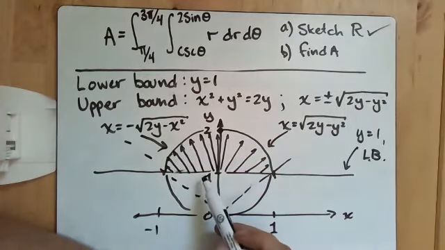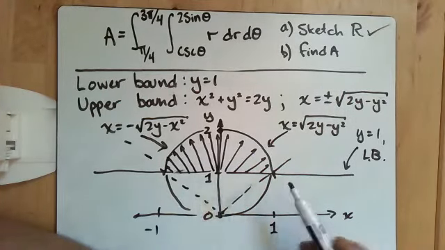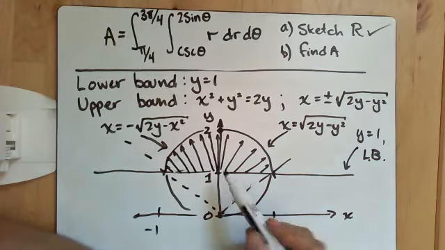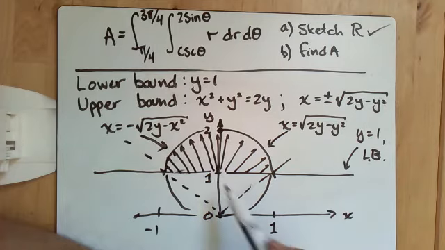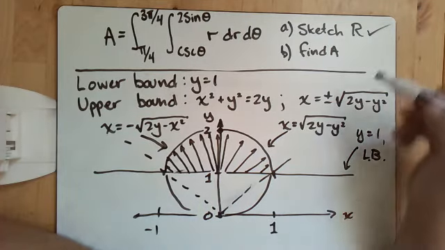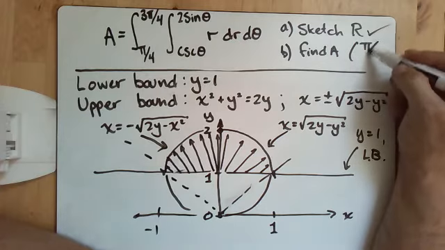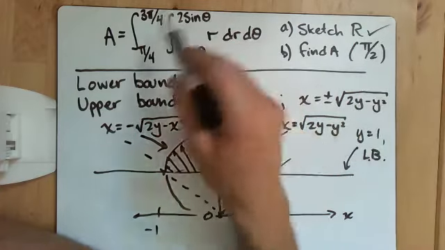Well, I can look at this and I just know what it is, right? This is half a circle. The circle has radius 1. So it's going to be pi times 1 squared divided by 2, or just pi over 2. All right? So I know A is going to be pi over 2. But let's go ahead and calculate it from this integral.